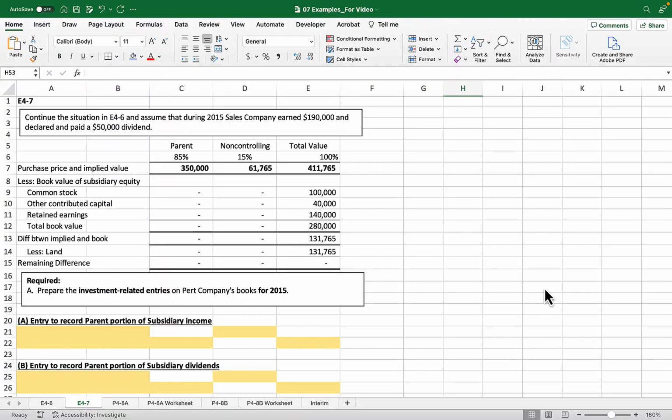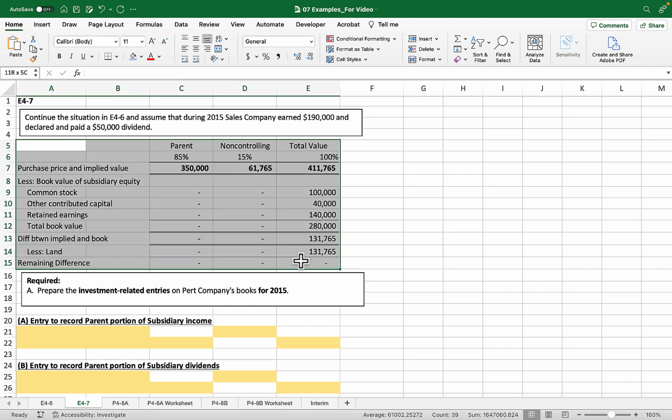So in this example, we are continuing the situation that we did in the previous video, and they've given us a little bit of additional information, which is to assume that during 2015, sales company earned $190,000 and declared and paid a $50,000 dividend. Now, you'll notice that our computation and allocation of differences schedule is already completed here. That's because I linked it to the previous example.